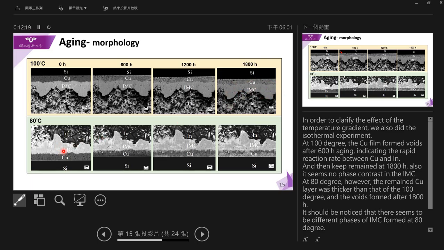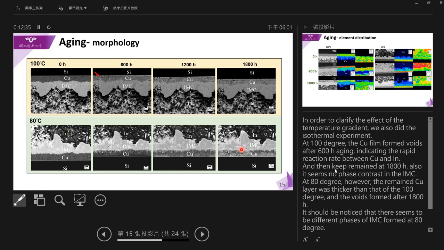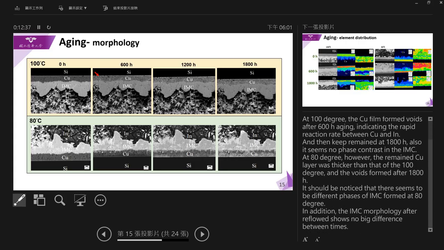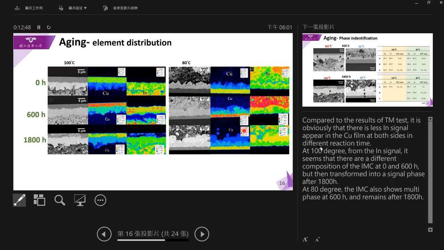At 80 degrees, however, the remaining copper layer was thicker than that at 100 degrees, and the void formed after 1800 hours. It should be noticed that there seem to be different phases of IMCs formed at 80 degrees. In addition, the IMC morphology after reflow showed no big difference between times, neither at 100 degrees nor 80 degrees.